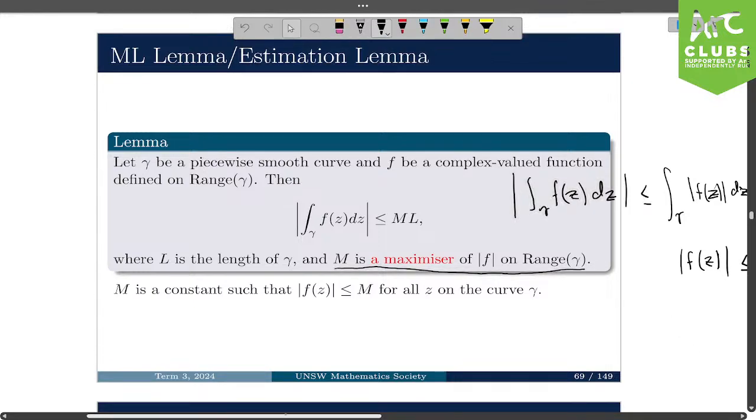So the absolute value of our integral is going to be smaller than or equal to ML, where M is a value that's greater than or equal to the maximum of the modulus of f of z across our curve, and L is just the length of the curve.